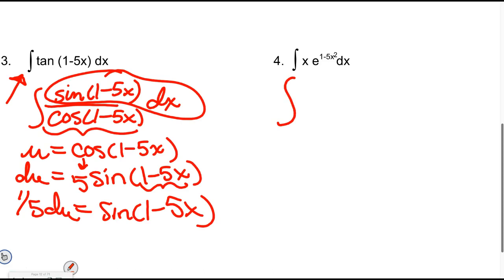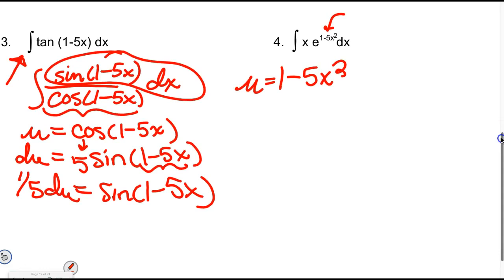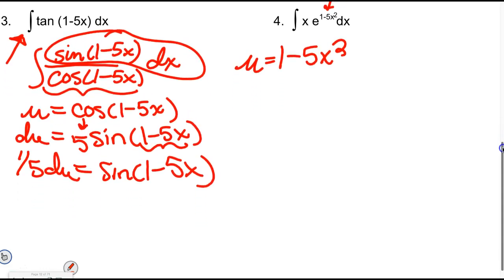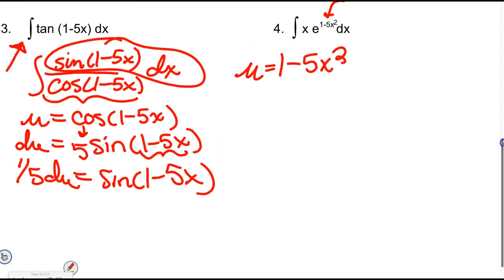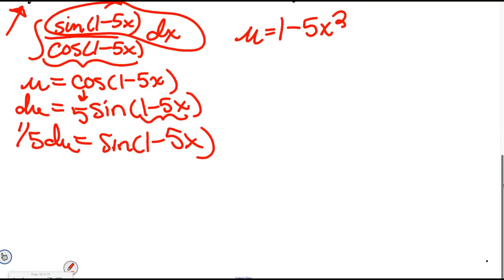Similarly over here, I would see my u choice being 1 minus 5x squared. And then I just asked them, I said, well, is this e to the u du or does it need a correction? And they said it needed a correction. I said, of what? And somebody said of negative 1/10. And this A group is just on fire with integrating today. So we didn't finish that one off either.